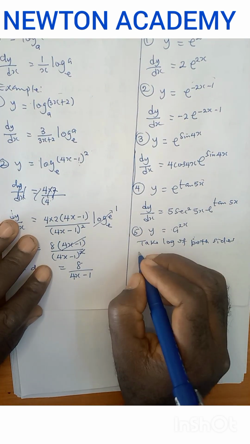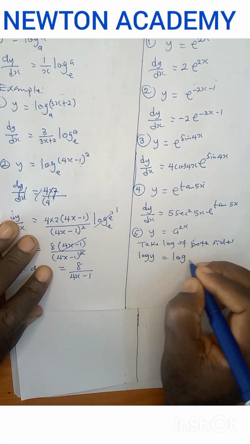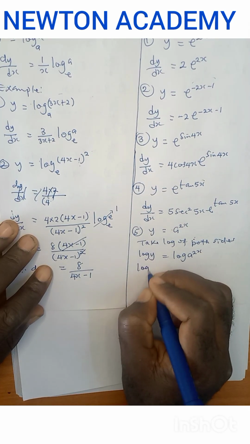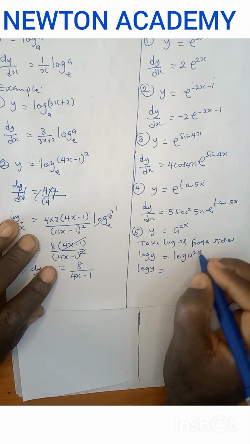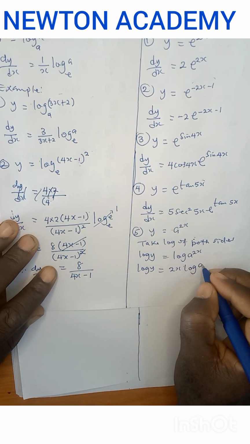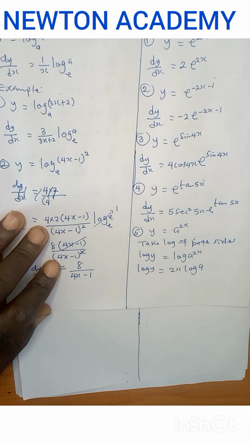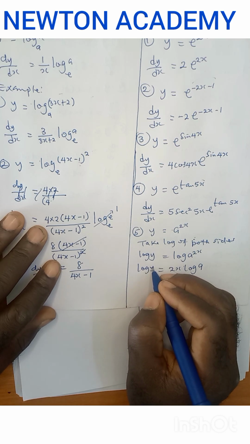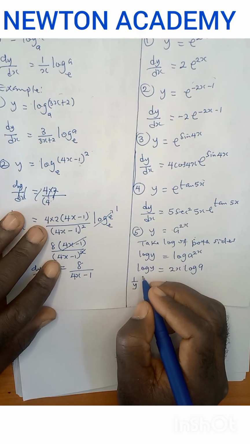Now, when we take log of this, we have log y is equal to the log of a raised to power 2x. Then we have log y is equal to, according to the law of logarithm, this power 2x will come here. We have 2x log a. Now, what next? We differentiate. When you differentiate log y, it will be 1 over the function itself, y.